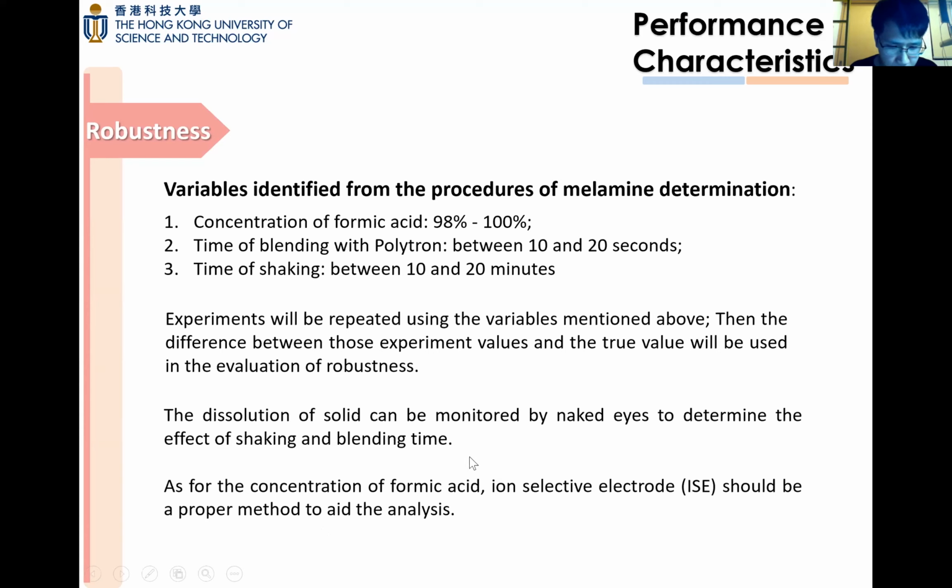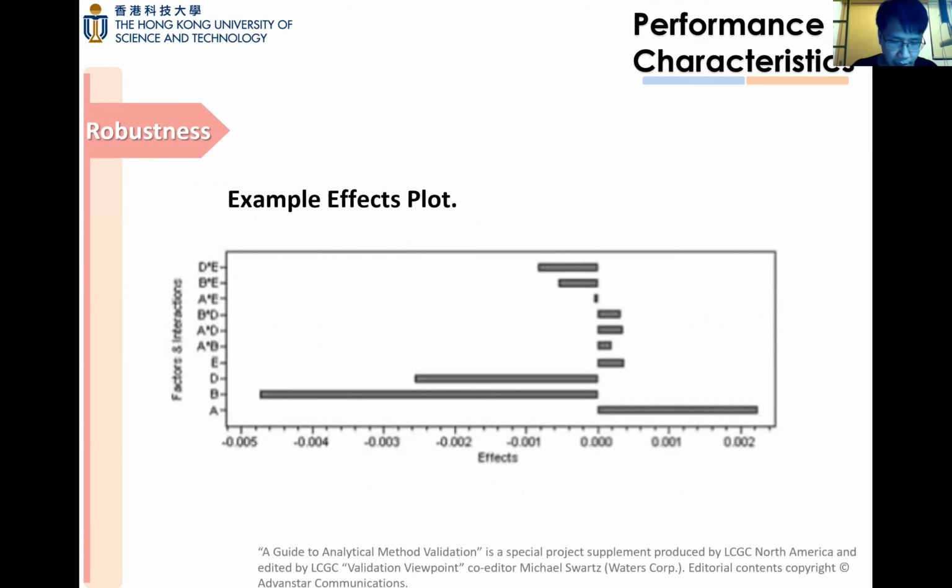To get a good robustness, the dissolution of solid can be monitored by naked eye to determine the effect of shaking and blending. And for the concentration of formic acid, an ion selective electrode should be a proper method to aid the analysis. And this will be an example of a result to evaluate the robustness.